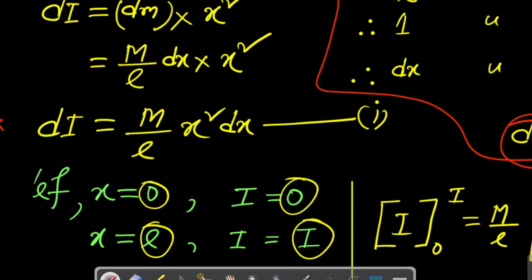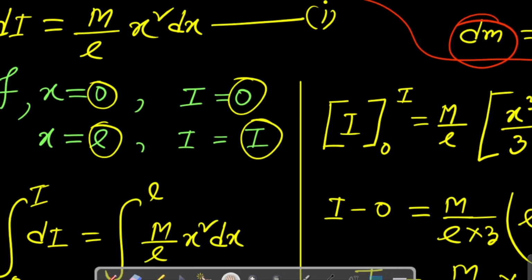Now our duty is to find the moment of inertia of the total length of the object. Okay, so we use the integration method here. After applying integration on both sides, we get the total moment of inertia. Before integrating equation 1, at first we have to set the lower limit and upper limit. Within this limit, if we integrate this equation, then we get the total moment of inertia.